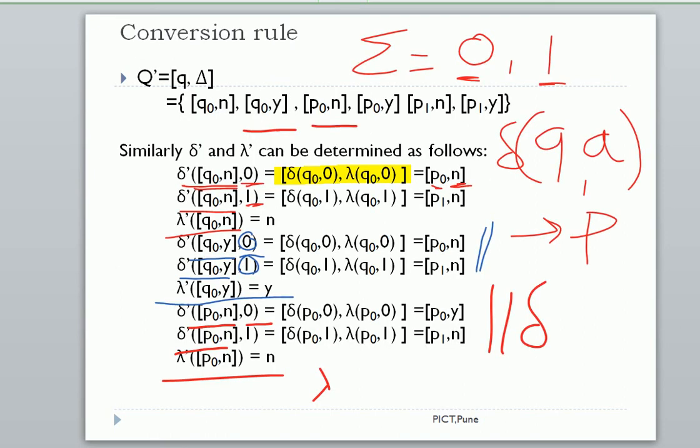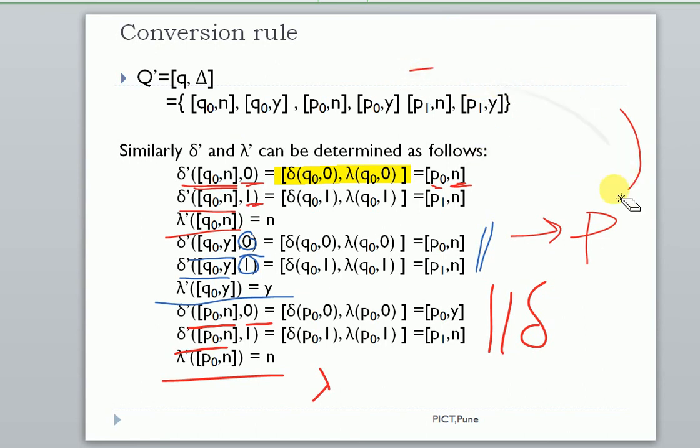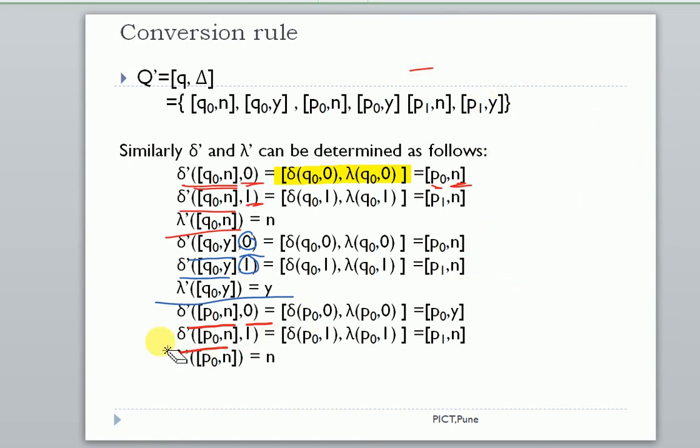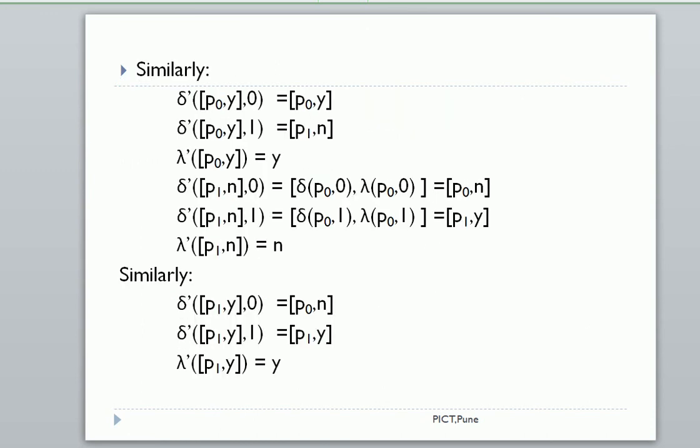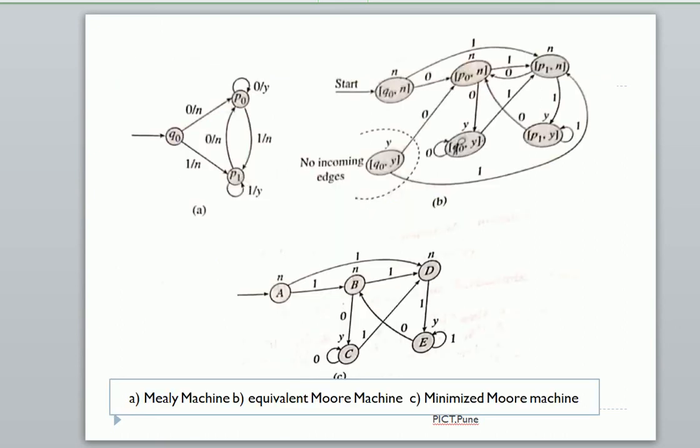Similarly, we'll continue further and you will get all the states. We have to assume each and every state, whatever state we have been given here. So for each and every state we are going to calculate, and similarly we'll get all the information. Now we are going to draw the Mealy machine. Initially, Q0 on 0 you will get P0, and the output associated is N.